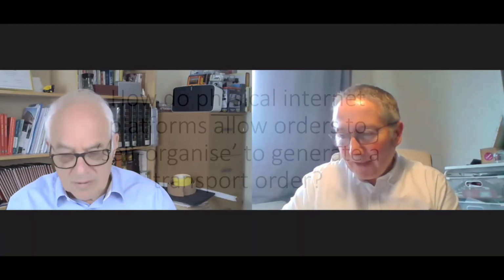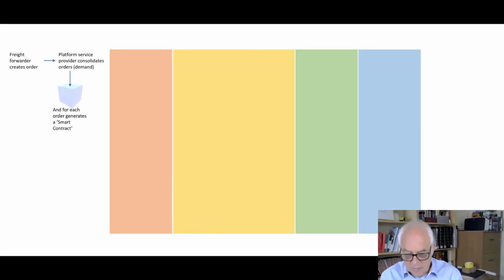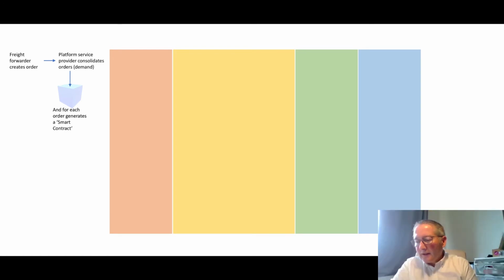Yes, I understand that, but how do the physical internet planning platforms allow orders to self-organize to generate a transport order? Okay, yep, it's probably worth illustrating via the services I mentioned a moment ago that were developed for the ICONET project platform. So as today, the freight forwarder creates an order, for example, so real demand is driving the system.